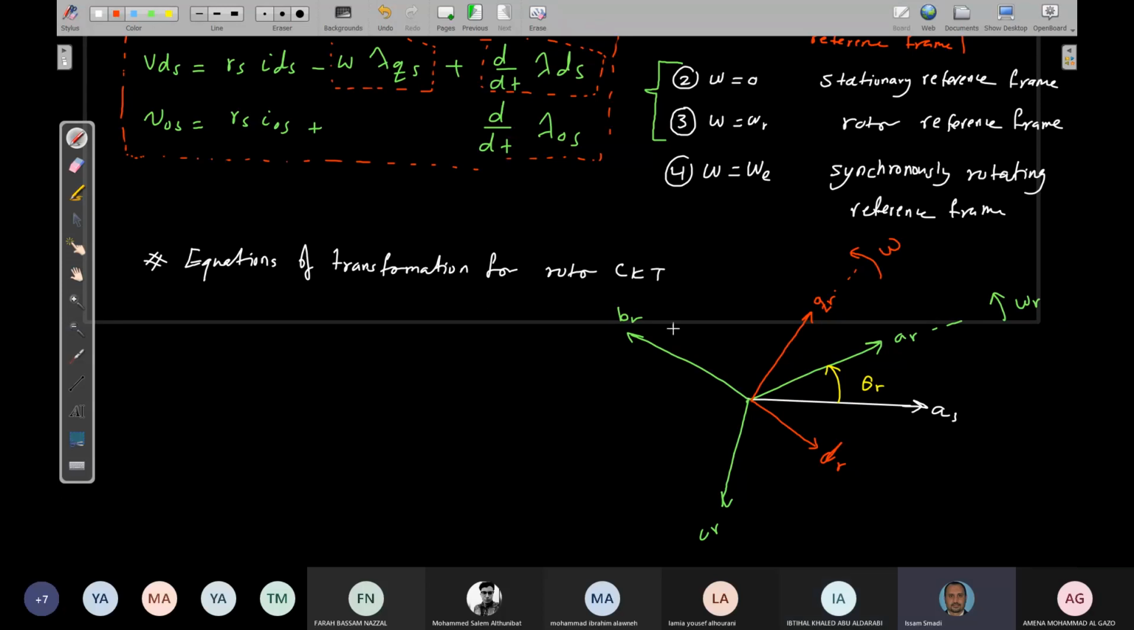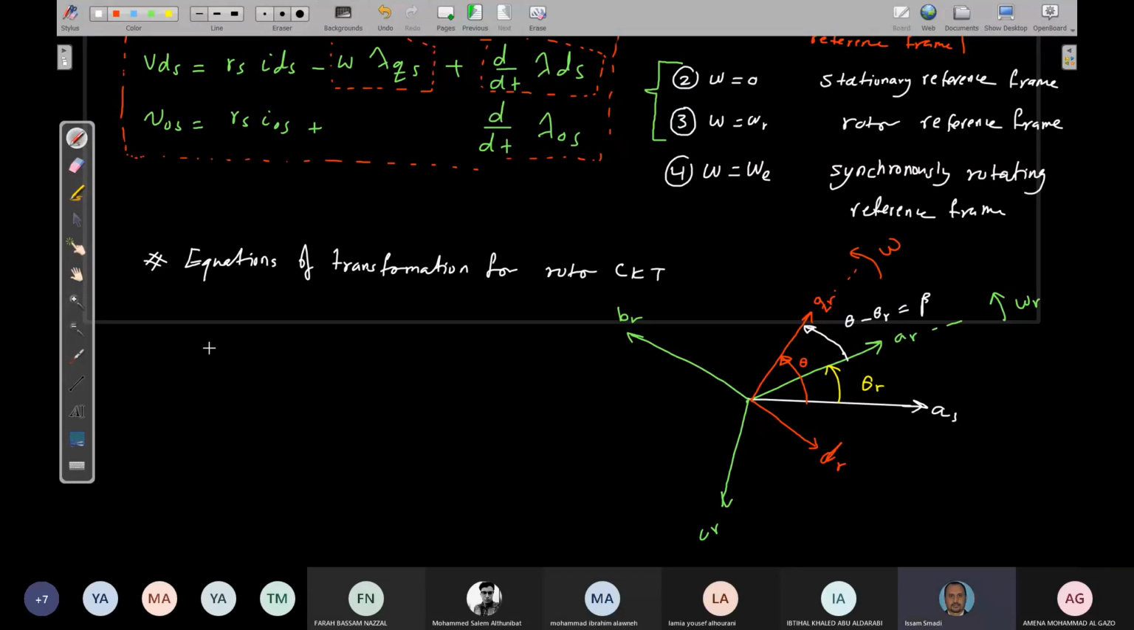And the angle between here and here is what? Theta, the arbitrary theta. Yeah, thank you. And the angle between here and here is what? Theta minus theta R, thank you. Let's call it beta.